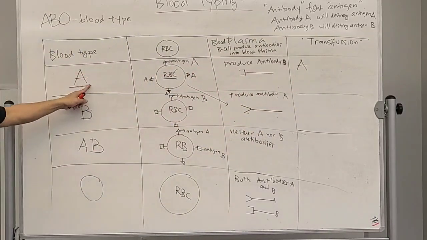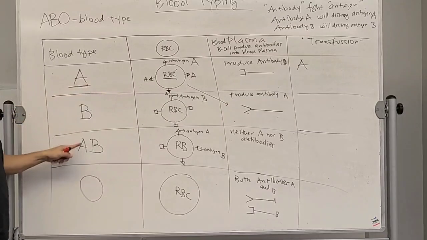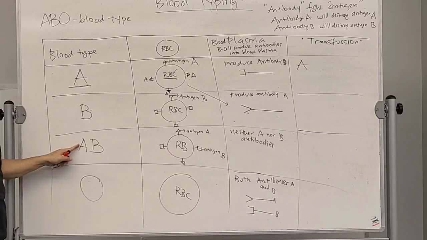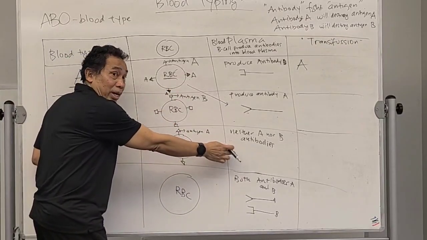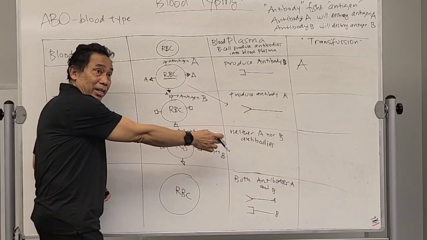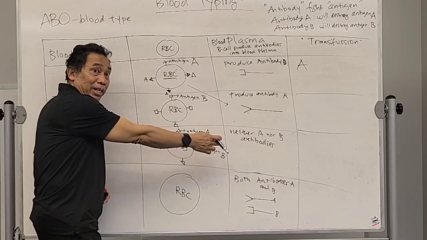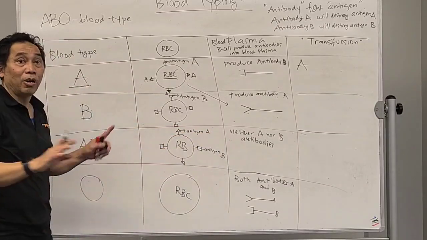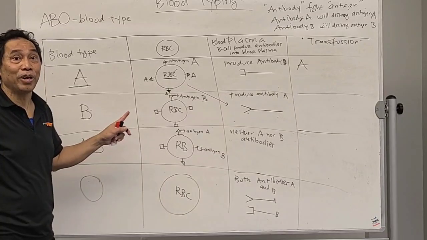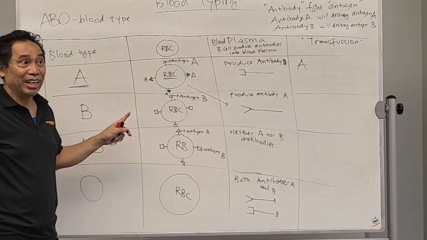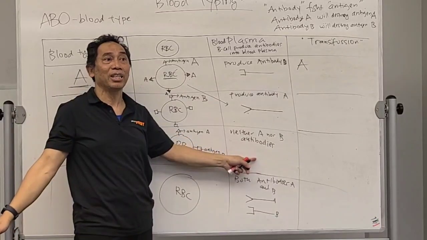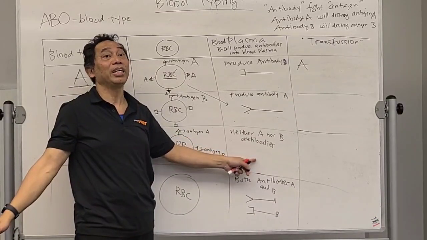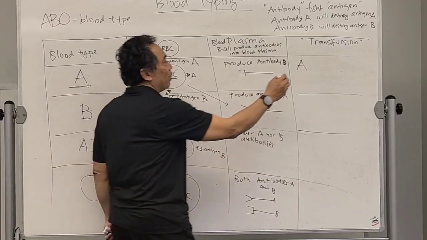Now, if you are A, can you give blood to AB? Yes or no? You give this, and then look, does AB have any antibodies? No. It means that yes, you can give it to AB. It doesn't matter. You give this antigen, but there are no antibodies over here. He does not create antibodies. He will be okay. So you can give it to AB.